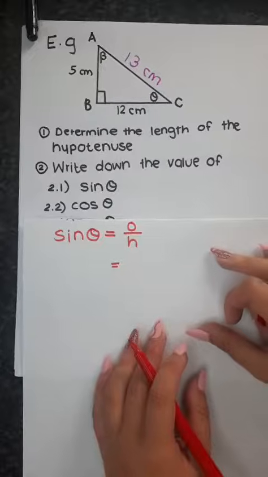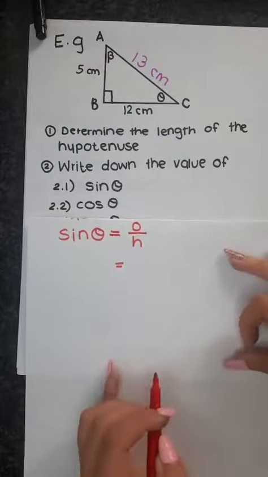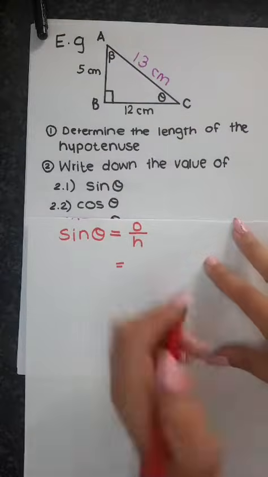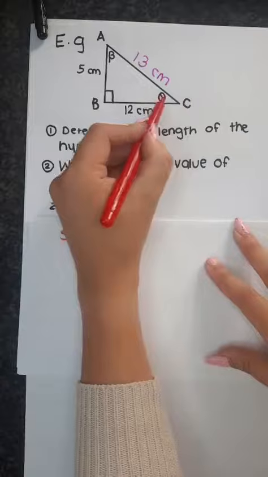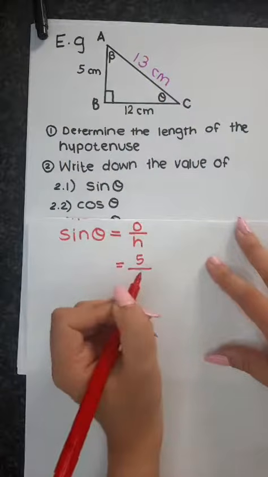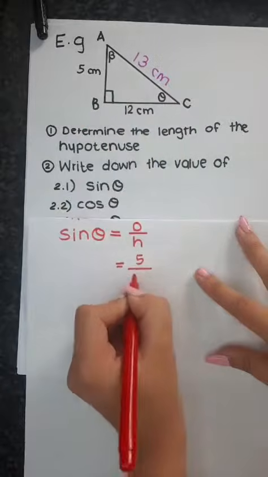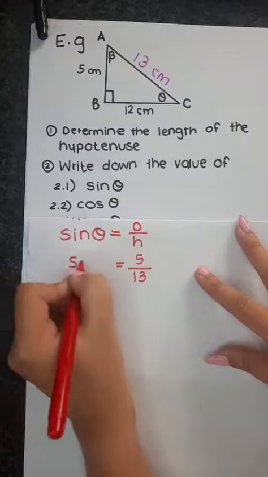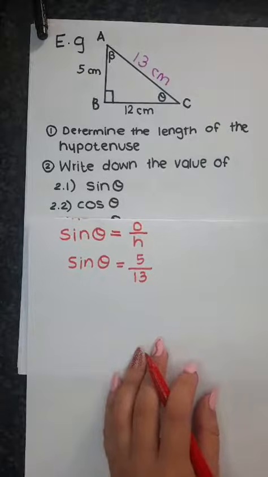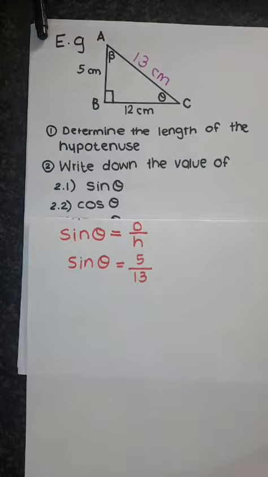Okay. What is opposite my theta? Opposite theta is 5. And my hypotenuse is 13. So sine theta is equal to 5 over 13. I hope that makes sense. That's all the question asked me to do.